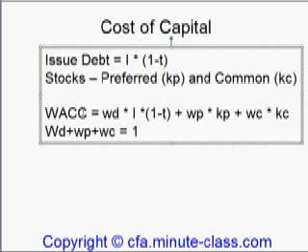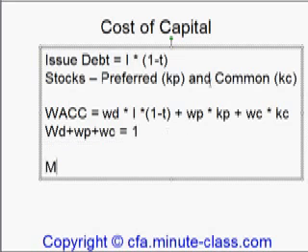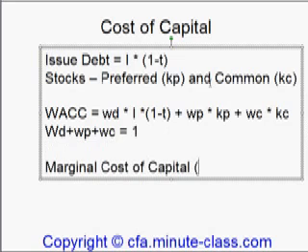Note that WD plus WP plus WC has to be equal to 1. And this is the weighted average cost of capital. And this is also called the marginal cost of capital.